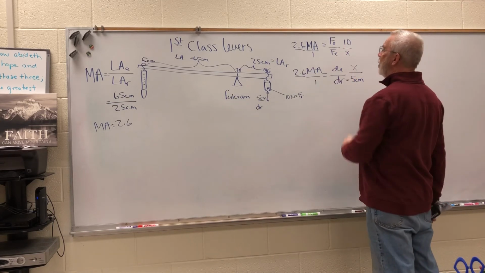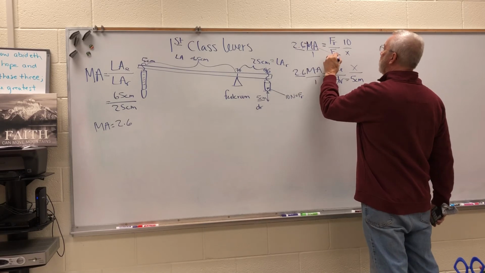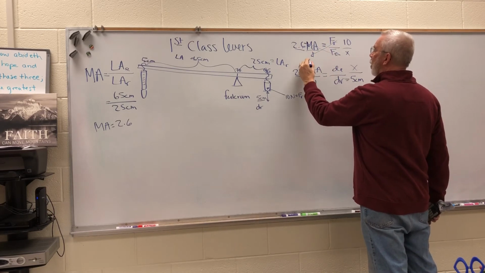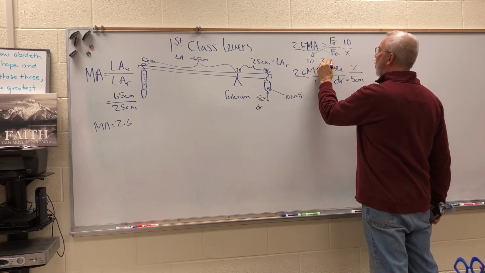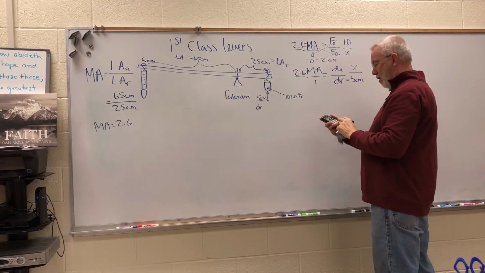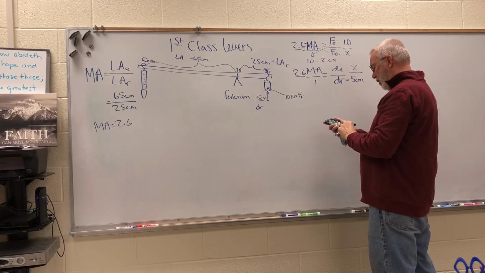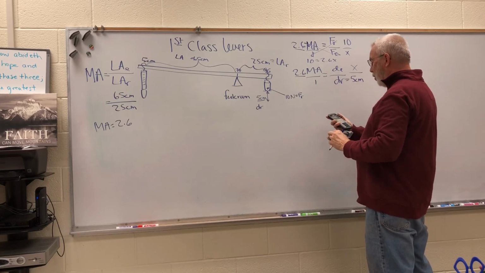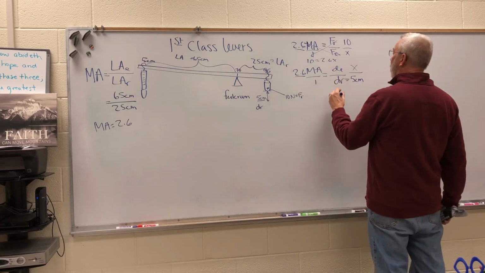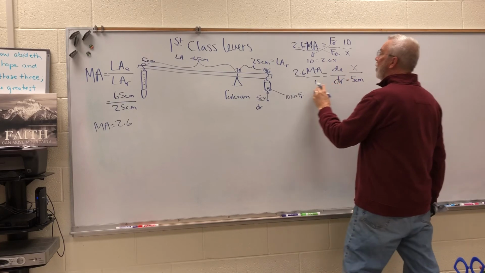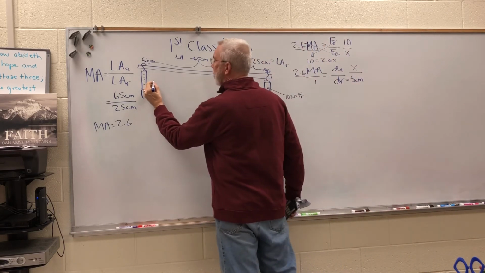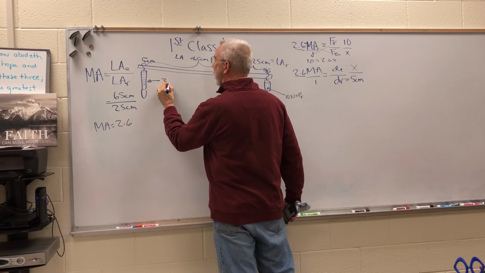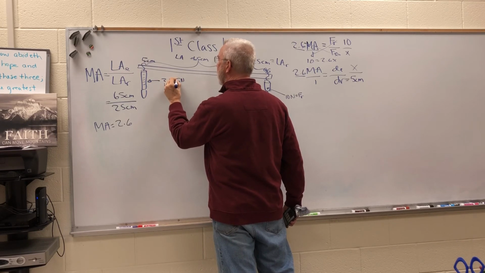Let's do the top one first. If we cross multiply like this, we're going to get 10 is equal to 2.6x. Well, 10 divided by 2.6 is 3.85. So in that situation, the force over here, this spring scale, is going to read 3.85 newtons.